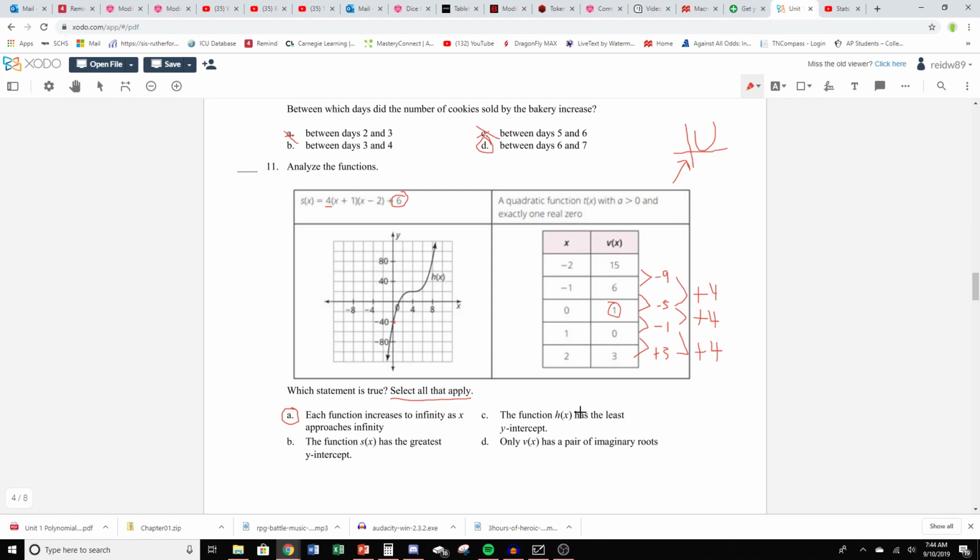The function h of x has the least y-intercept. Well, here's h of x. Negative 40, yes, that is true. It does. And then d, only v of x, right here, has a pair of imaginary roots.